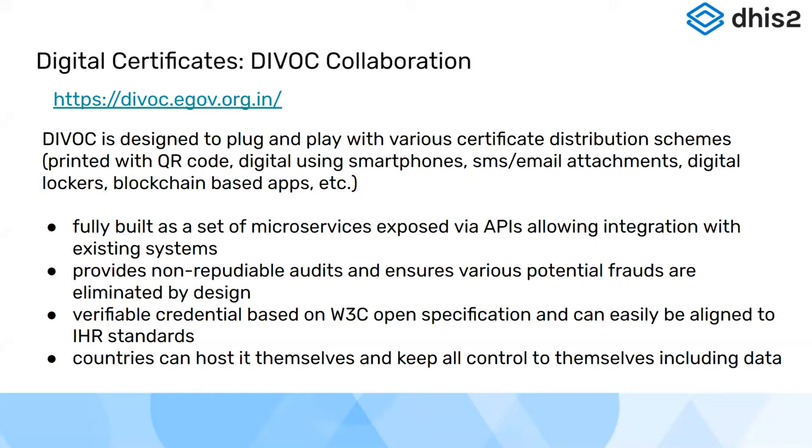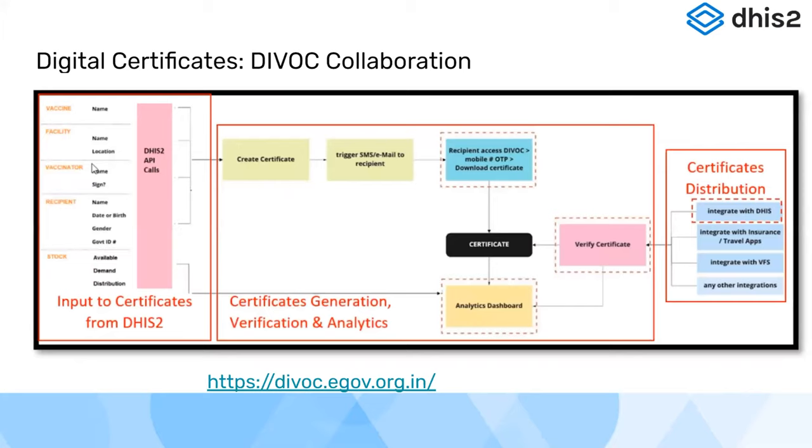They have a set of microservices that we can connect to through the APIs. They're following the W3C credential-based open specification that can be aligned with many global standards. And again, this is something just like DHIS2 that the country would host and be able to keep control of the data. So we've got just a bit of a model here of what we're working on, where they would extract the data from DHIS2, do the verification and certificate generation in DIVOC, and then be able to integrate that back into DHIS2.